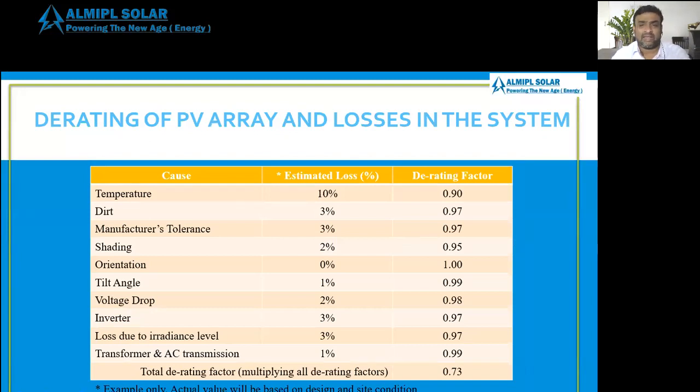Derating of PV array and losses due to temperature. Based on the contaminants, our electricity will be lost. Temperature 10%. Then manufacturing tolerance, shading, orientation, tilt angle, voltage drop, inverter loss due to irradiance level, transformer and AC transmission. So based on that, the generated electricity will be reduced.